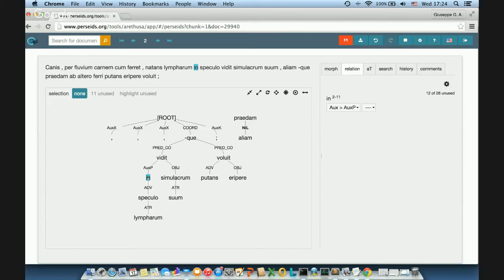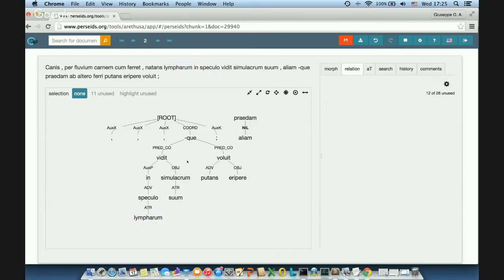We decided to put the preposition first, attach the preposition to the verb, and then attach speculo to the preposition. Preposition gets the label AuxP. P stands for preposition. Preposition is what we call in linguistics a function word, while speculo is a content word. Okay, and then we attach lympharum to speculo. So: in the mirror of the water.